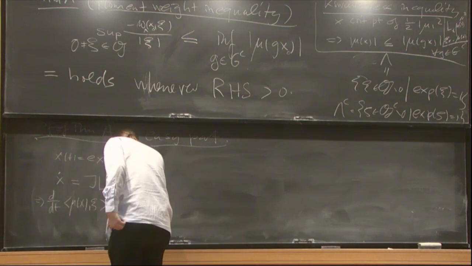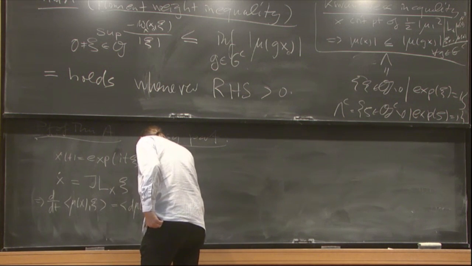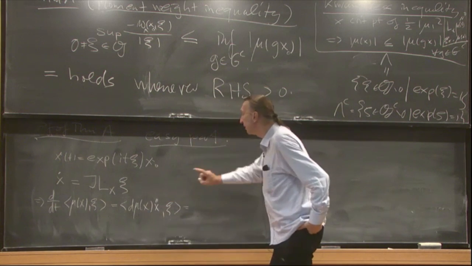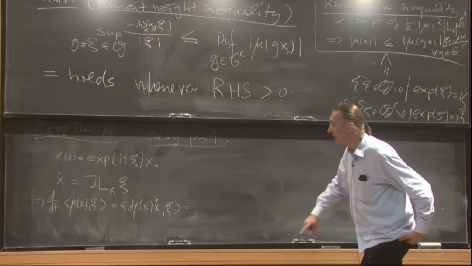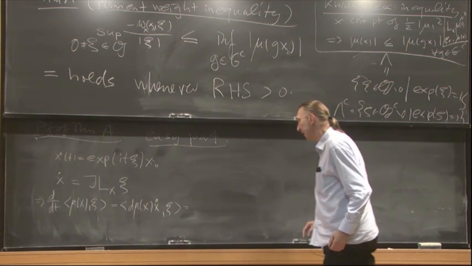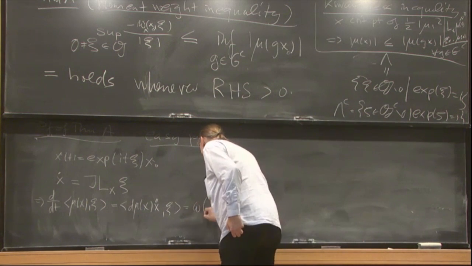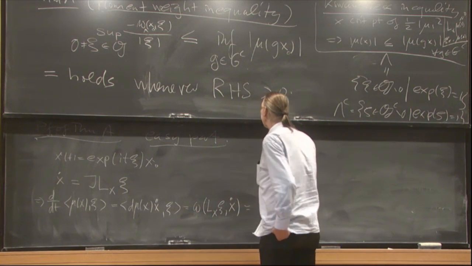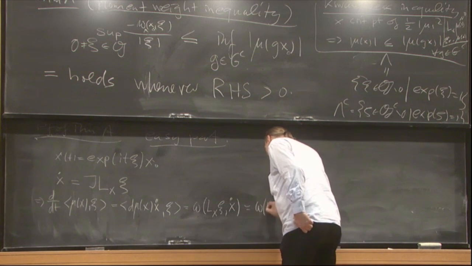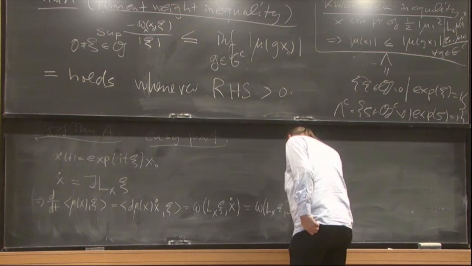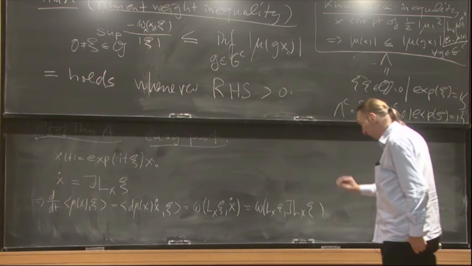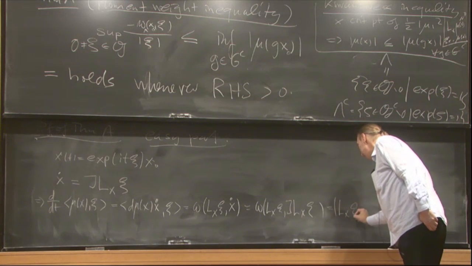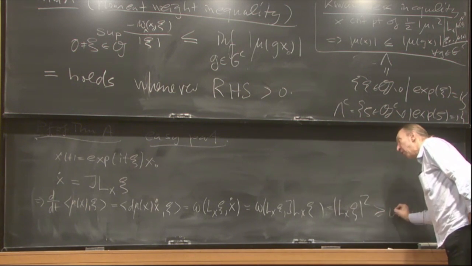So what we find is it's the derivative of mu of x in the direction of x dot, inner product xi, right? Now let's remember that that is the Hamiltonian function for the vector field Lx xi. So this is omega of the vector field Lx xi with x dot. Now that x dot is j Lx xi, so that's omega of Lx xi, j Lx xi, and since we have a Kaehler manifold, this is precisely the Riemannian metric, so we get the norm squared of Lx xi, bigger than or equal to 0.